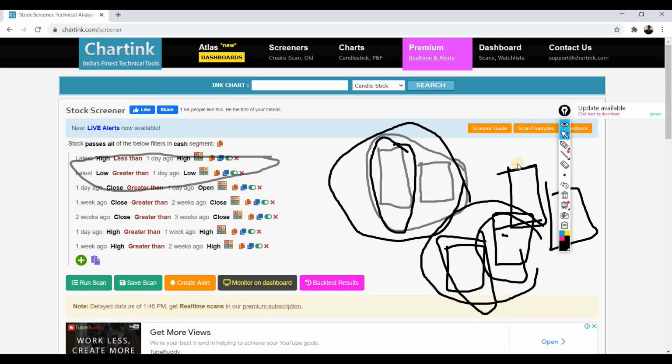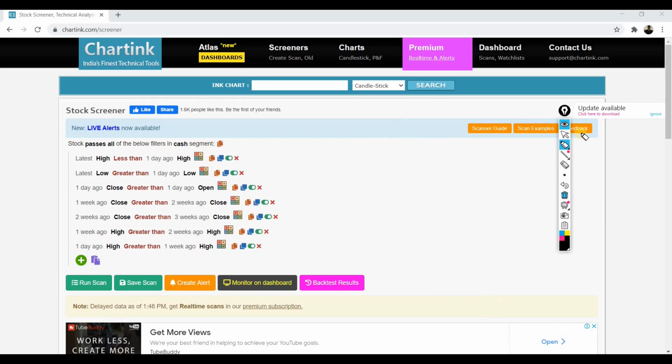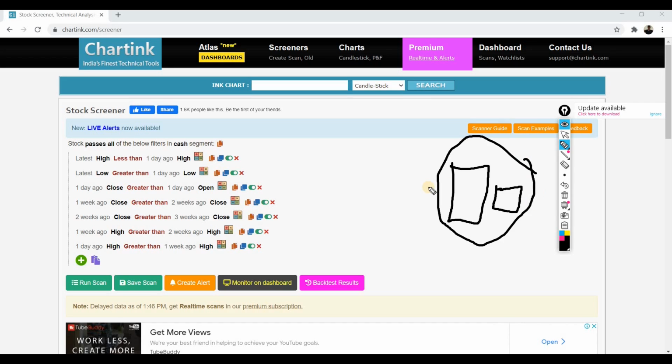Now I will tell you the meaning behind it. So this is a 1 day ago candle. Let me select a drawing tool. This is a 1 day ago candle. This is an inside candle. So here what we want, let me clear this, we'll understand. Okay, so this is a 1 day ago candle and this is an inside candle. This formation is part of the current week. So what we want: 1 week ago high should be greater than 2 weeks ago.